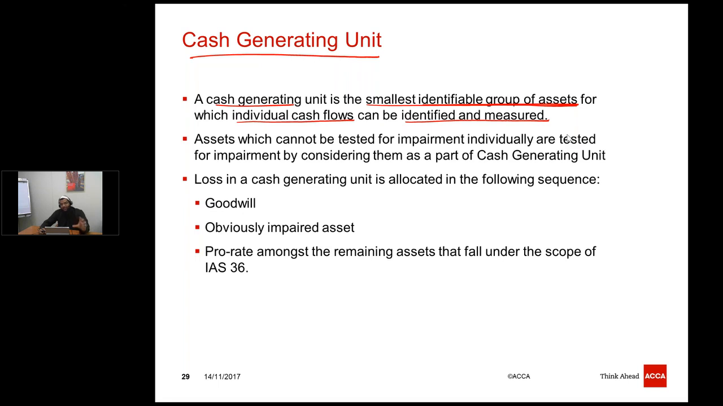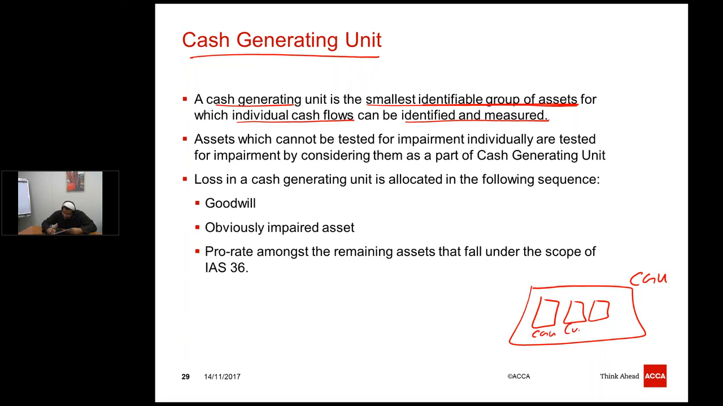So a cash generating unit is the smallest identifiable group. So if I have 3 CGUs and a big CGU which contains these 3 CGUs, this is also a CGU, this is also a CGU, this is also a CGU, and this is also a CGU. So when we are impairment testing, we have to look at the smallest possible CGU. Assets which cannot be tested for impairment individually are tested for impairment by considering them as a part of a CGU.